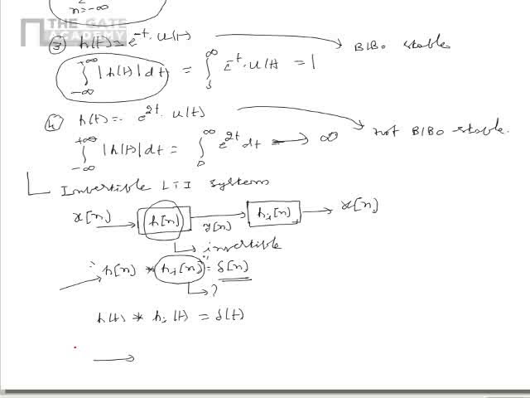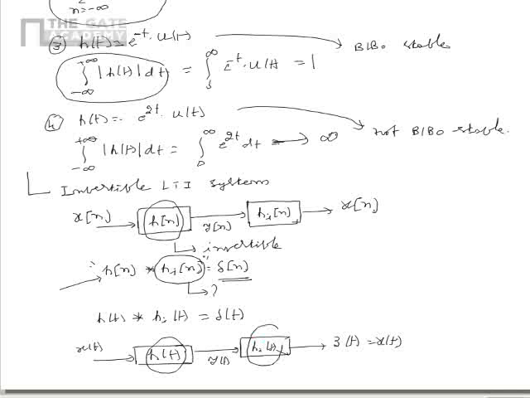So block diagram wise, this can be represented as x of t is the input to an LTI system of impulse response h of t, and the output of the LTI system is y of t, which is fed to another LTI system of impulse response hi of t. Here we get an output, say z of t, which is equal to x of t. Then we say that the given LTI system of impulse response h of t is invertible, and hi of t is the impulse response of the inverse system.